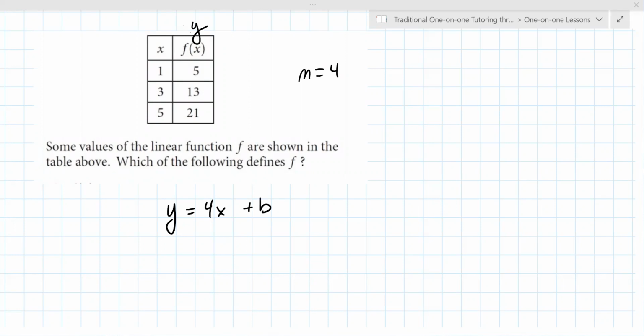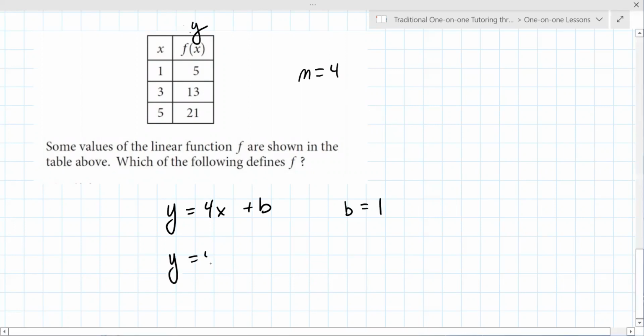B is 1. Yes, B is 1. Thank you. So it's y equals 4x plus 1. Now, the only difference in this problem and the others is that they use functional notation instead of y, but this is one of the answers here.